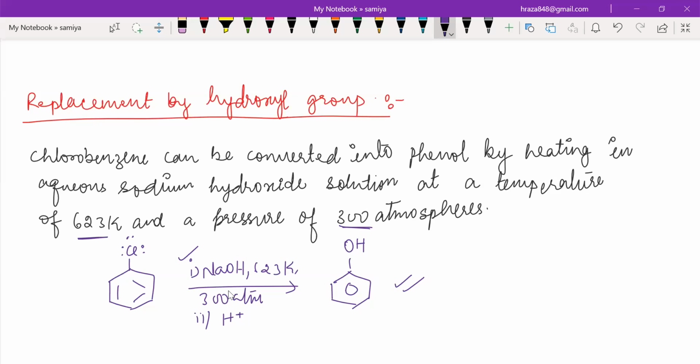Let me know when you are done with this. Ayman, are you done with this? No, sir. I'm just drawing the figure. Okay.